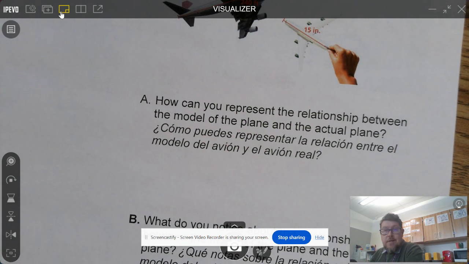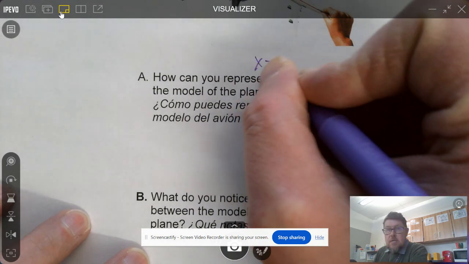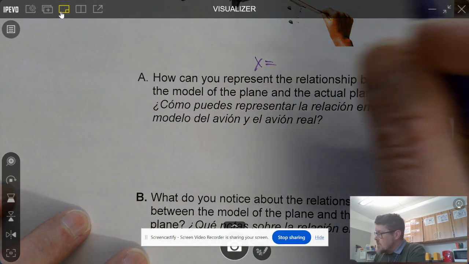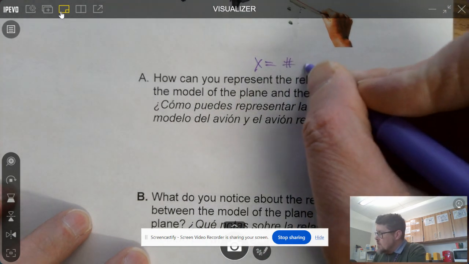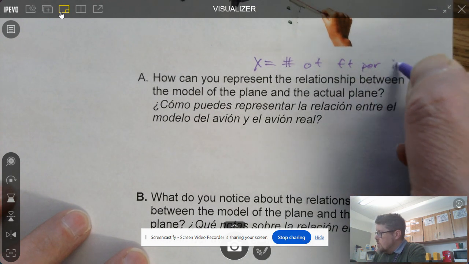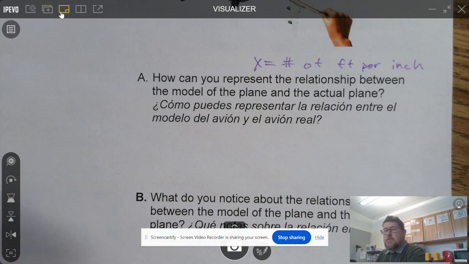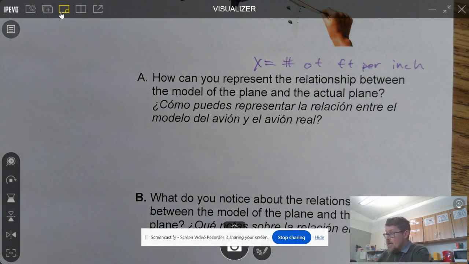And then we're going to set up a ratio to do this, right? x is going to represent our variable here, and that's going to be the number of feet per inch. That's kind of a weird way to say it because normally it's like 12 inches per foot. But scale drawings are shrunk down, and they're meant to represent a real thing, so you have to have a scale that matches them.